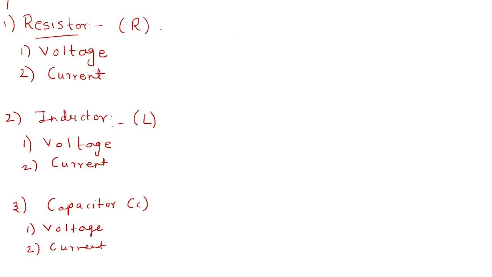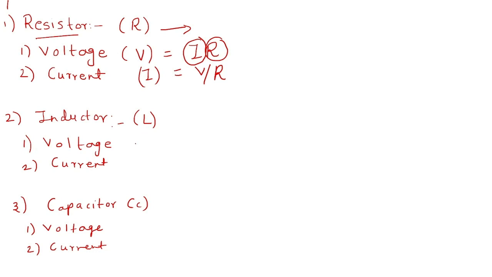So if the network element is a resistor, the voltage formula is given as V equals I into R, where I is the current and R is the resistor. Whether it is positive or negative, I will explain in the future slides. But please try to understand this basic formula. Similarly, I is equal to V by R.